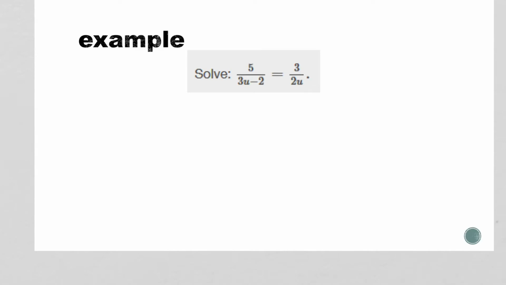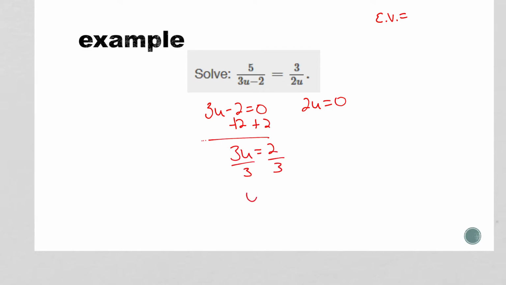The first thing I want to do though is I want to talk about the excluded values. So off to the side, I'm going to write what the excluded values are. Take each denominator that has a variable in it and set it equal to 0, and then solve. So u is 2/3 in that one, divide by 2, u is equal to 0. So our two excluded values are 2/3 and 0, okay? Now, if you haven't written this down, or you need to, you might want to hit pause because I am about to erase this.